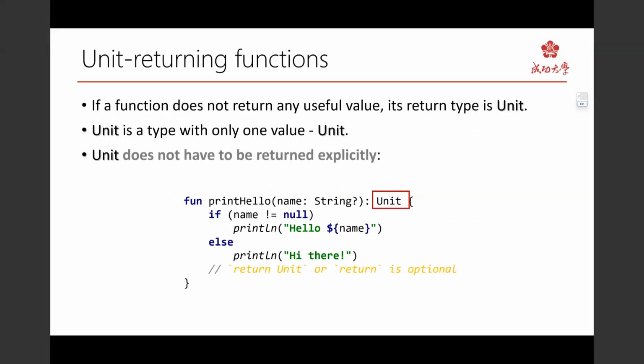Now, if a function doesn't return any useful value, its return type is Unit. And Unit is a type with only one value, that is Unit. And if a function does not return anything, you can simply specify its return data type as Unit, like this, colon Unit, and actually this is optional. You don't really need to put the Unit over here when defining the function.